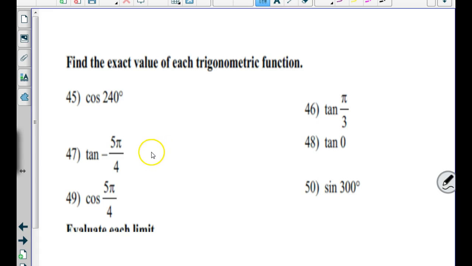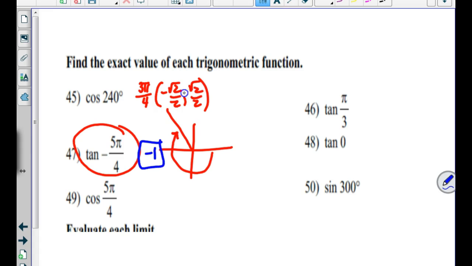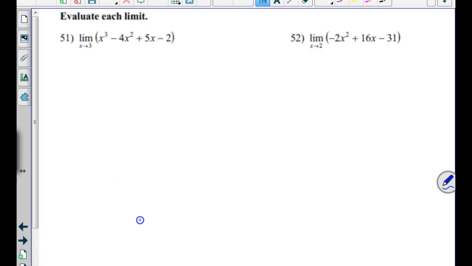Anybody need help on any of these? Negative 5 pi over 4 would be, 5 pi over 4 is 225. So if you want negative 225, it would be here. And the ordered pair there is negative square root of 2 over 2, comma square root of 2 over 2. So what's the tangent, guys? The tangent would be negative 1 because you would put y over x. Okay? I'm moving on. Should know how to do that.